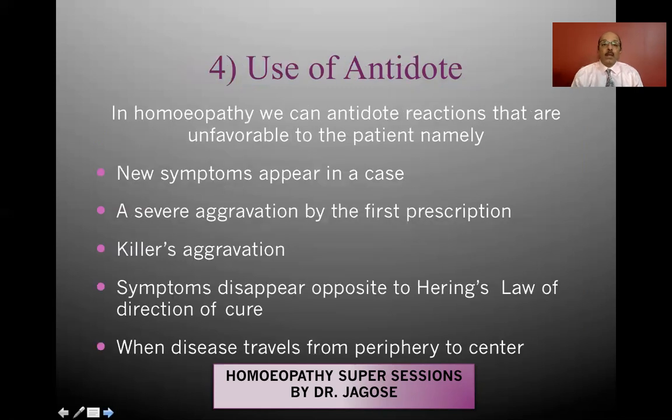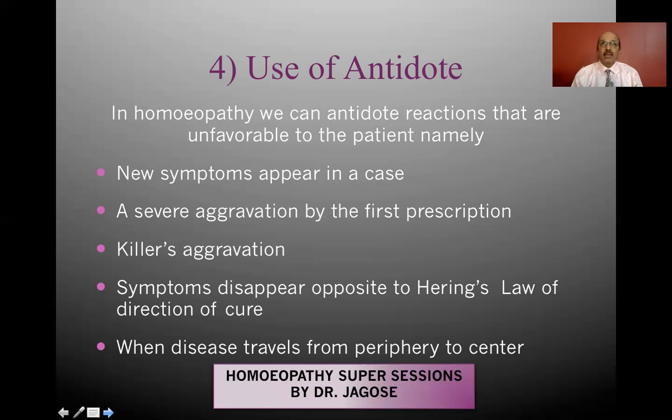Use of antidote. In homeopathy, we can antidote reactions that are unfavorable to the patient. So when do we antidote? We antidote when new symptoms appear in the case. So this is a very positive point for antidoting, because if new symptoms appear, it shows that the patient is proving the drug and you have repeated it too often. So it is an unfavorable or undesirable reaction, therefore you have to antidote. Or there's a severe aggravation by the first prescription. Or after giving the first prescription, the patient is totally aggravated. He is not feeling better, he is feeling worse. So at that time, you at once antidote it. It shows that you're on the wrong track.